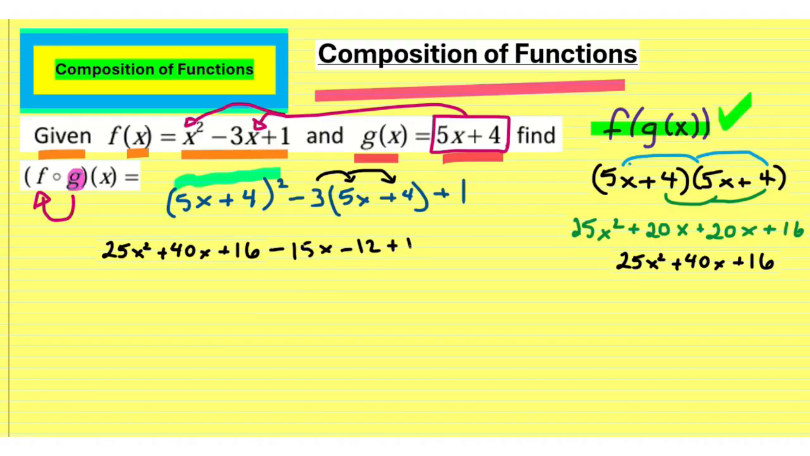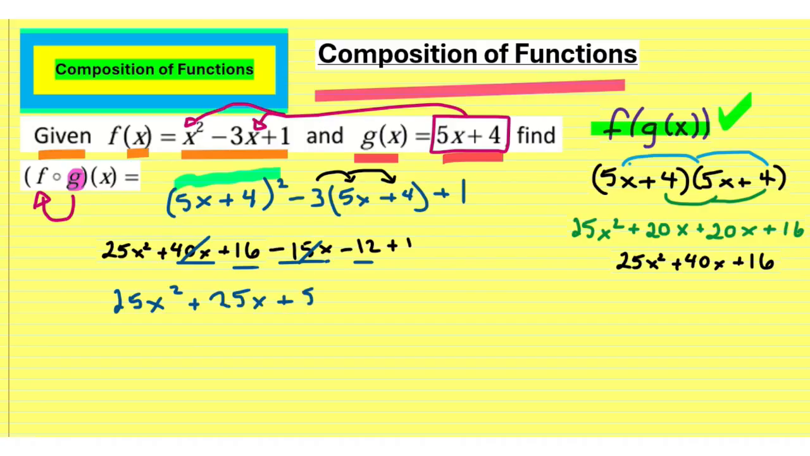And I just continue using order of operations and combining like terms. So I've got 25x squared. I have no more x squared terms, so I end up with just 25x squared at the beginning. And then I have a 40x and a negative 15x. Well, 40 minus 15 is going to be 25x. So it's going to be plus 25x. So I just took care of these two terms. And then I'm going to have plus 16 minus 12 plus 1. So 16 minus 12 is going to be 4, plus 1 is going to be plus 5.